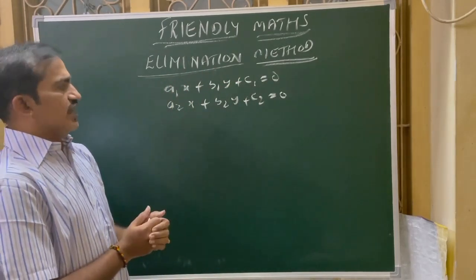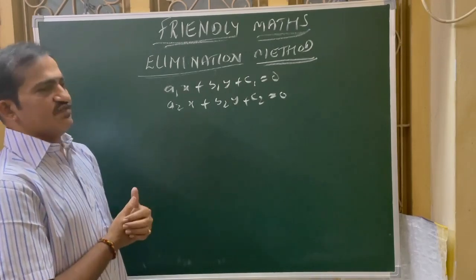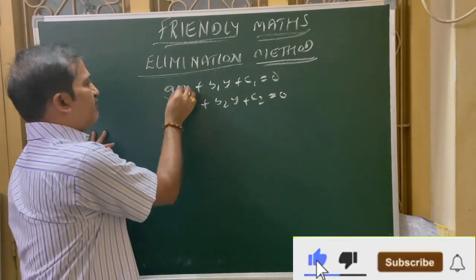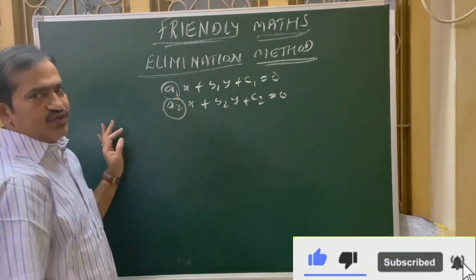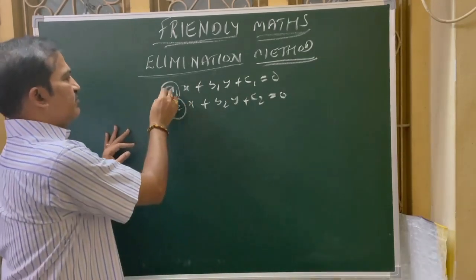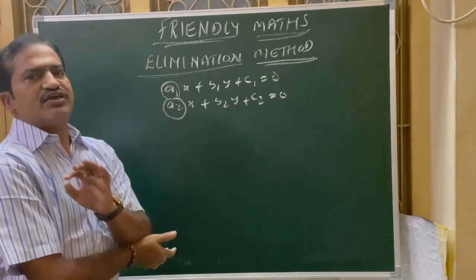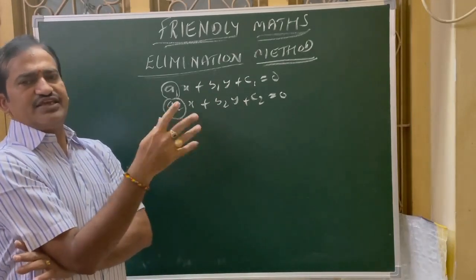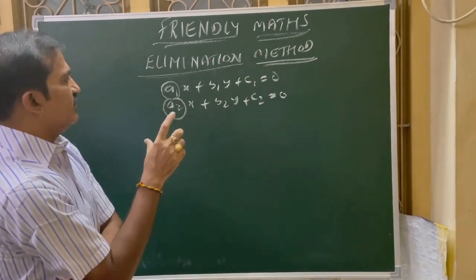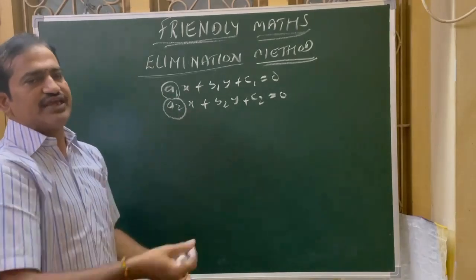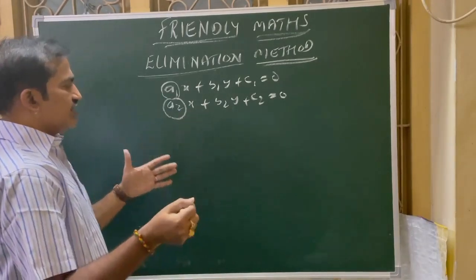Then how to eliminate? To eliminate any one of the variables, the coefficients of that variable in the two equations must be equal. If directly those are equal, then it is very easy, you can cancel it. But if they are not equal, then we have to make them equal. There are three types.